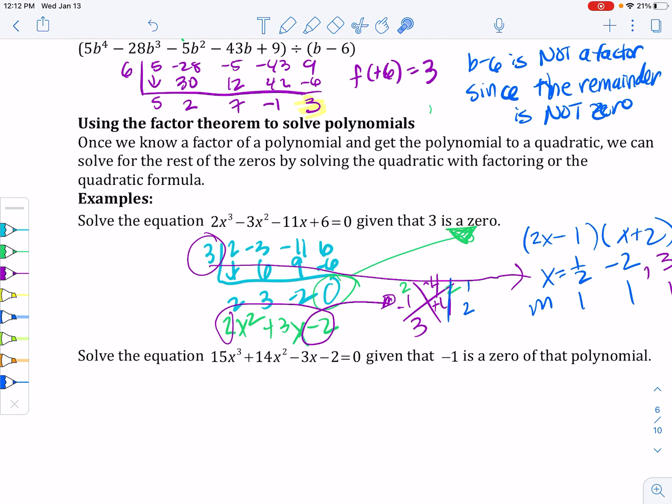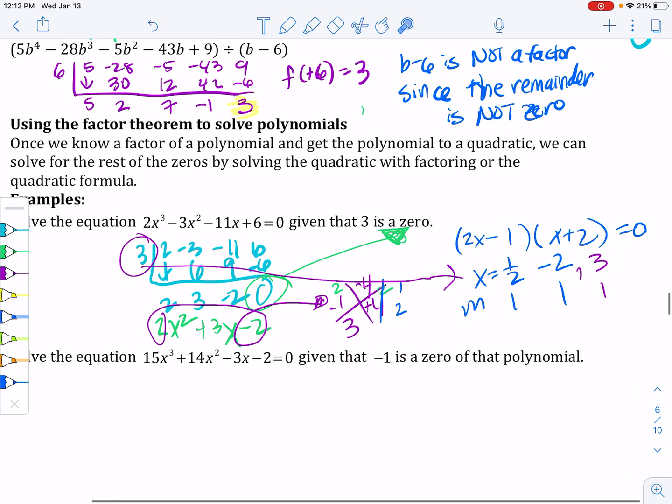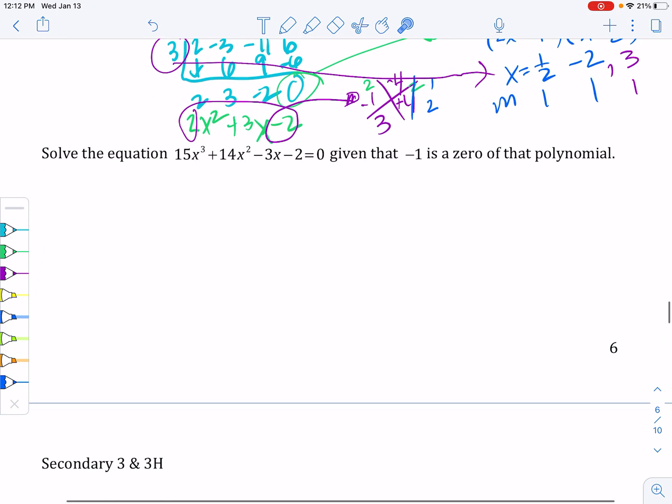Because I knew 3 was a 0, I knocked it down to a quadratic, and then I solved our quadratic like we do normally. So our answers are 1/2, -2, and 3. Okay? So we can do that same kind of thing with this one. Again, we know that -1 is a 0. I could have said it's a root solution, or that I could have said that x plus 1 is a factor.